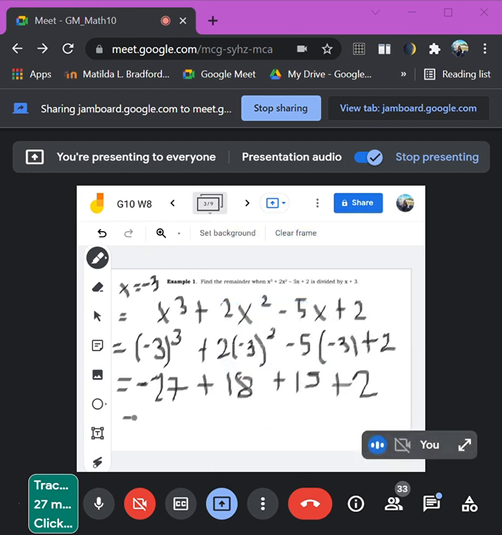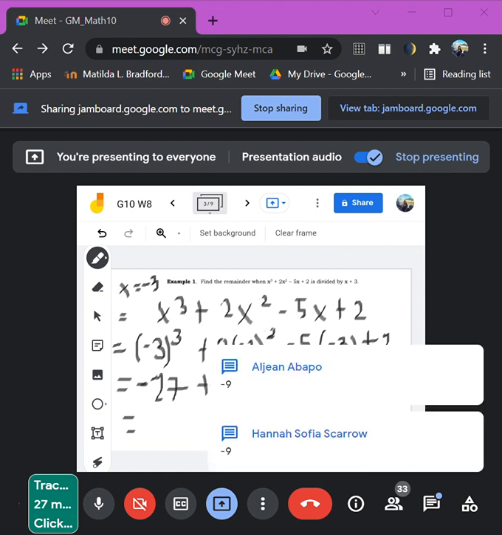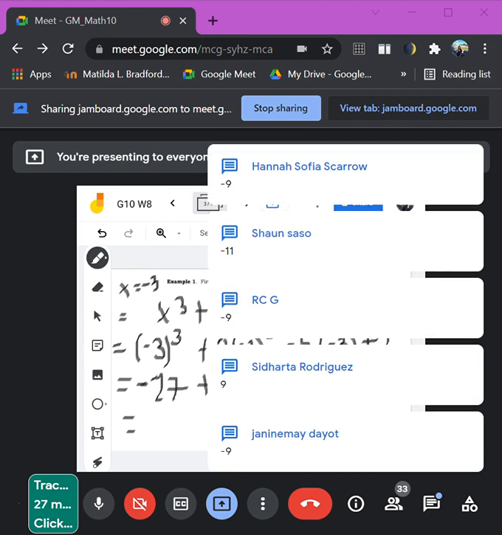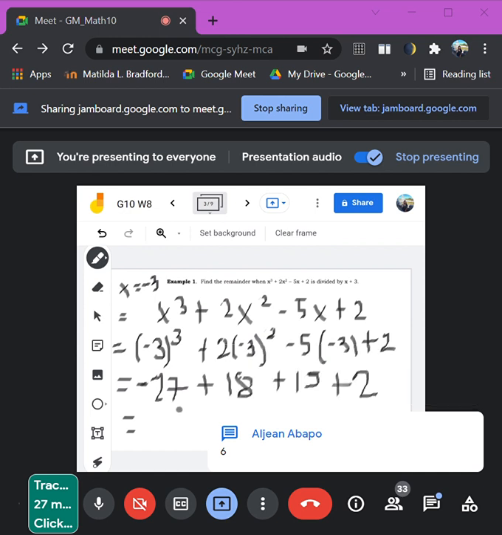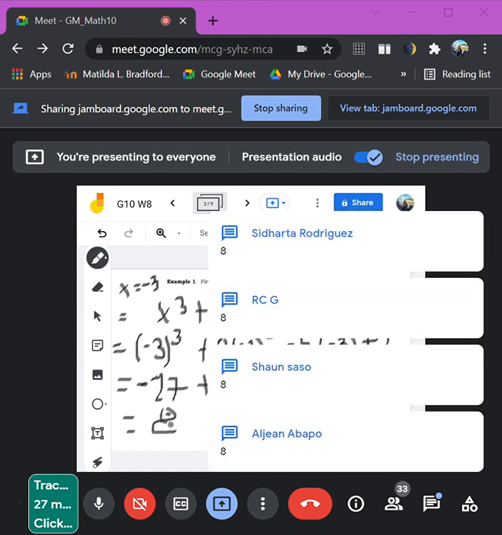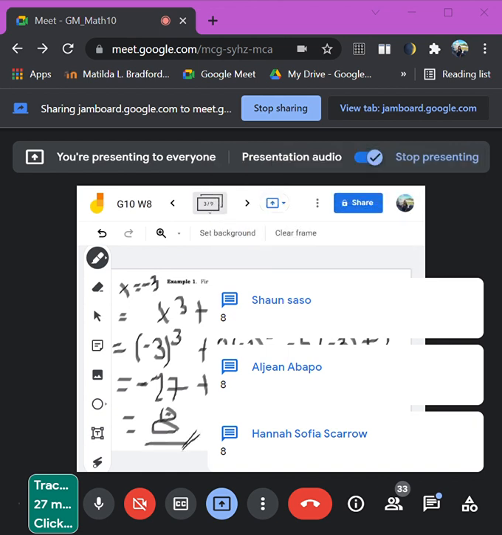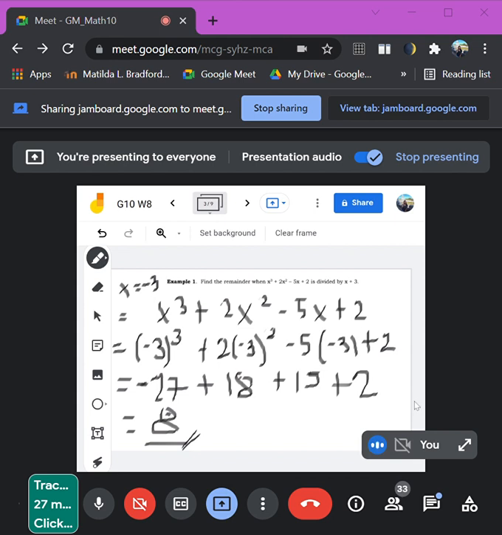Now we simplify. Negative 27 plus 18 is negative 9. Negative 9 plus 15 is 6. And then 6 plus 2 is 8. So it means that our remainder is 8. Our remainder of x cubed plus 2x squared minus 5x plus 2 when divided by x plus 3 is equivalent to 8. So, how are you going to check that one?